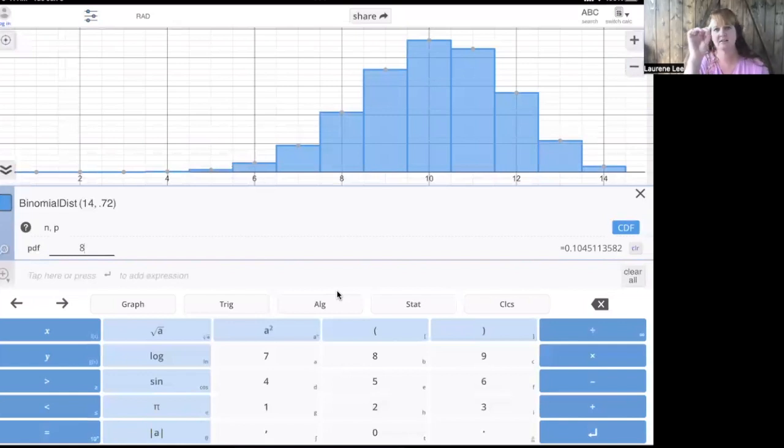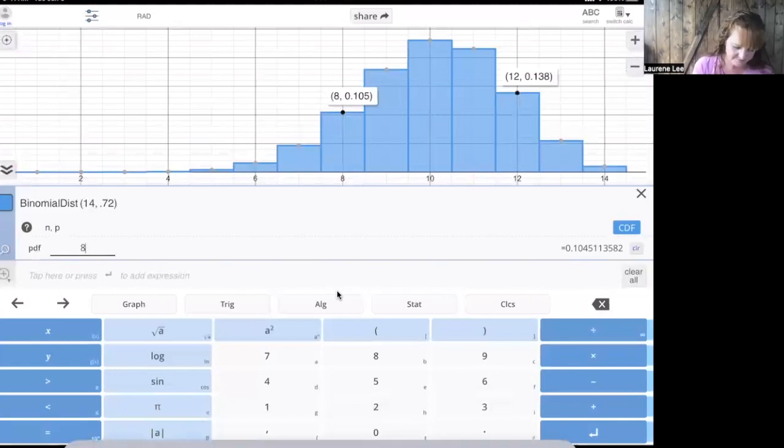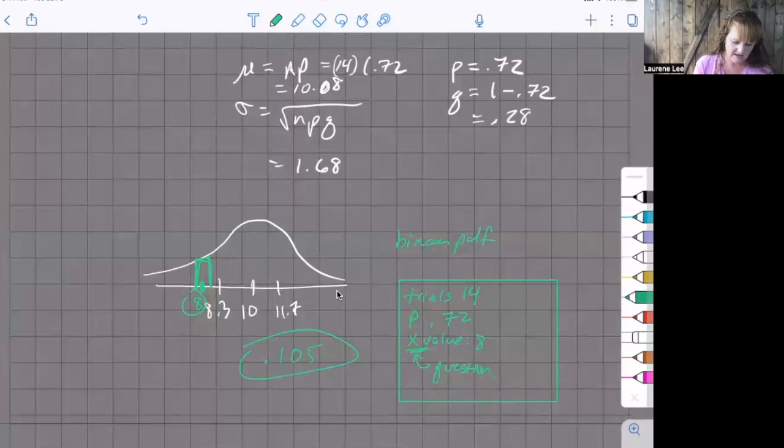Now, if you look at that diagram, do you see there's a little gray dot on the top of each bar? Another way to do this problem is you tap on the dot above the 8 bar. See that? So you got 8 is 0.105, and you can do that instead of doing the PDF if you want. You can just tap on the bar you want. You want to know the probability of exactly 12 successes, tap on that gray dot on the top of 12. Okay, that's the quick way to do it. All right, so that's part A on this.